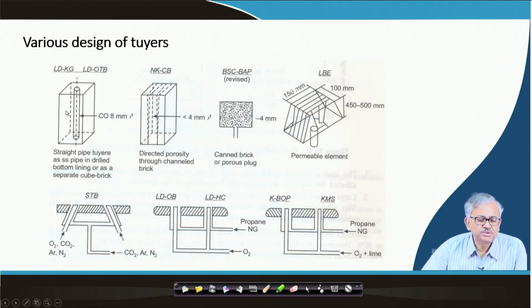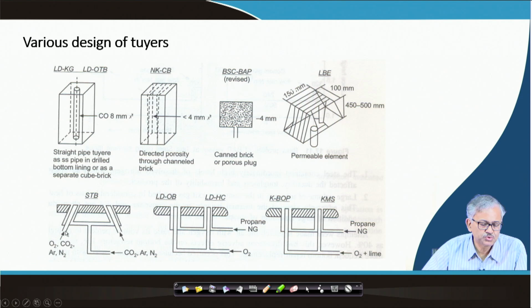Now, there are various designs of the tuyeres. You can have a straight pipe, or you have directed porosity through channel bricks, you can have a porous plug, or a permeable membrane through which the gas will come, and then some other nozzle designs, like the STB process. Here, interestingly, you can find that CO2, argon and nitrogen are also charged.